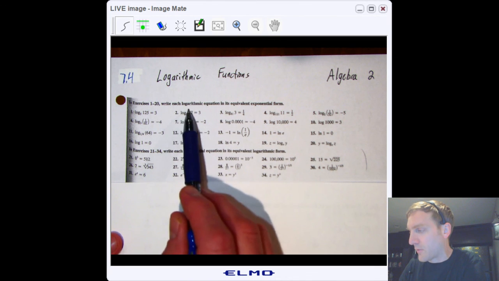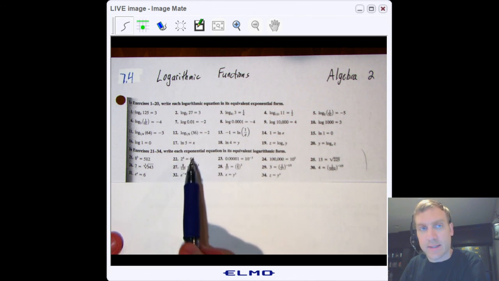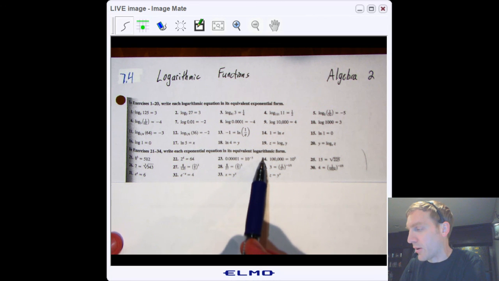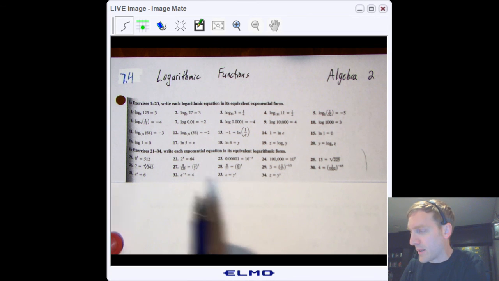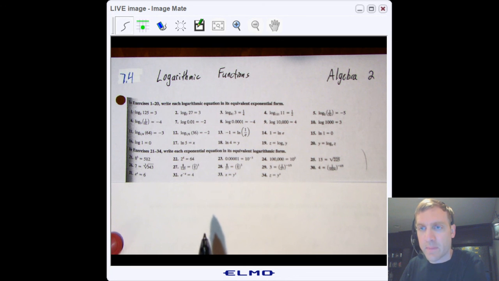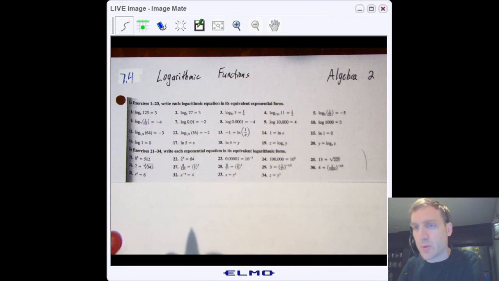This section's in log form, write it in exponential form. This section's in exponential form, convert it to log form. So there's nothing to solve, just write it from one form to the other. So again, the even problems, 2 through 34 even. That is your first assignment, and then check back for a second video continuing 7.4.